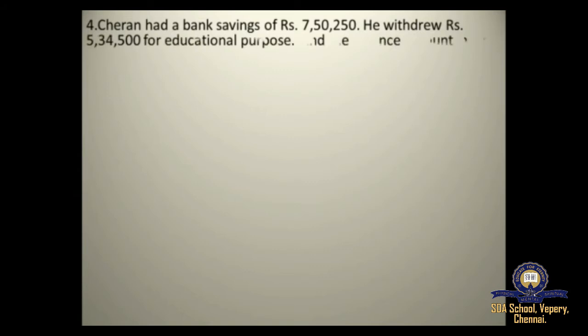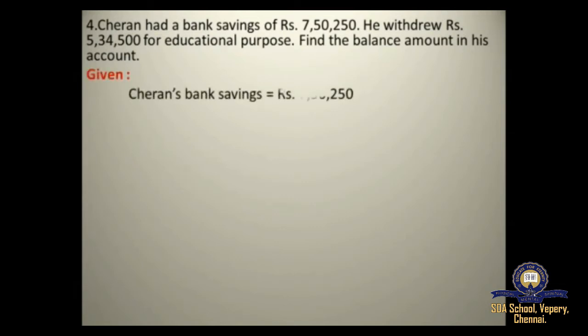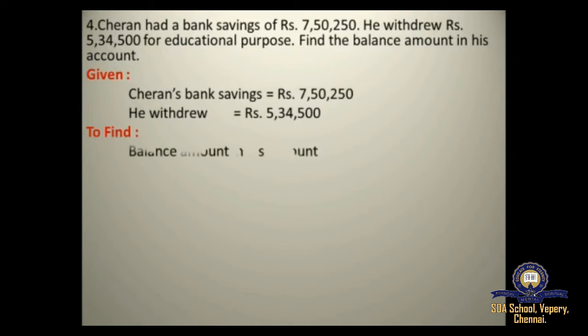Okay. So the fourth sum is: Sharon had a bank savings of rupees 7,50,250. He withdrew rupees 5,34,500 for educational purpose. Now you are going to find out the balance amount in his account. So what is given in the question? That is Sharon's bank savings, so it is 7,50,250. And how much did he withdraw? 5,34,500. So what are you supposed to find? The balance amount in his account.